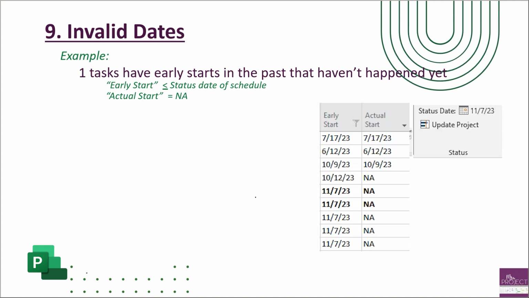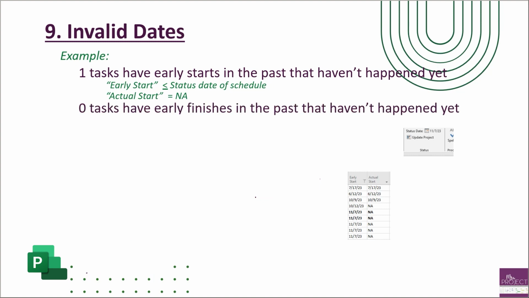That's what you're comparing it to. So in our example, we have 1. It just means that early start of 10/12 is less than 11/7, but yet the actual start is NA, which means it hasn't started. The next one is looking at the early finish. Same thing as the early starts and actual starts, the early start is less than the status date of the schedule, but then the actual finish is also NA. And so in this example, we're 0.